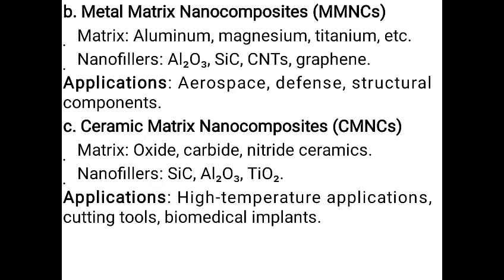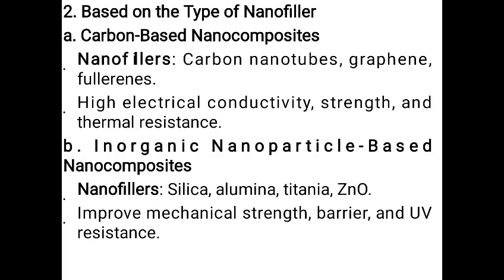The next type is a metal matrix nanocomposite. Here the matrix material used is aluminum, magnesium and titanium, and the nanofillers include Al2O3, SiC, carbon nanotubes and graphene. And the applications include in the field of aerospace, defense and structural components.